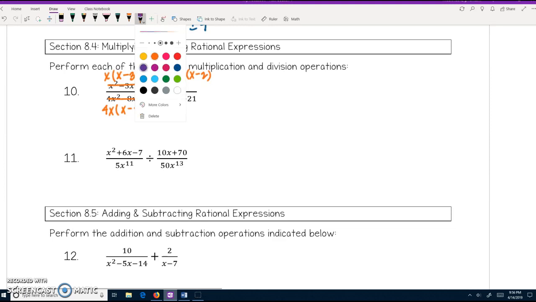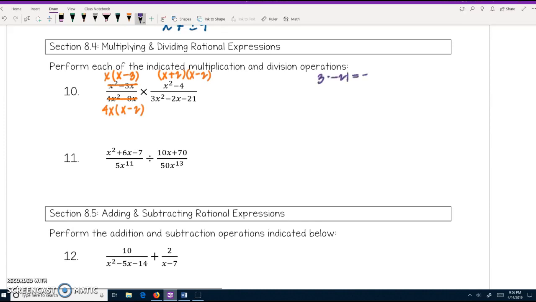And then this bottom is a quadratic that I need to tackle with a times c, because I have that leading coefficient of 3, and then I don't have something that I can factor out of every single term. So here, 3 times negative 21 is going to be negative 63. Then I want to think what could add to make that negative 2. And that should be a negative 9 and a positive 7. So if I write this out, I'll have 3x squared minus 9x plus 7x minus 21.